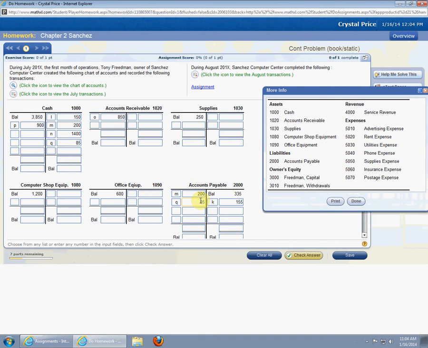Okay, I want you to go to R, and I want you to do this on your own, see if you can figure it out. R says paid cash for $50 in stamps.